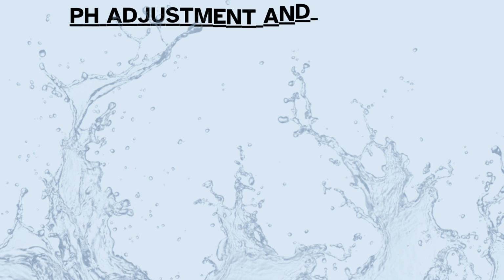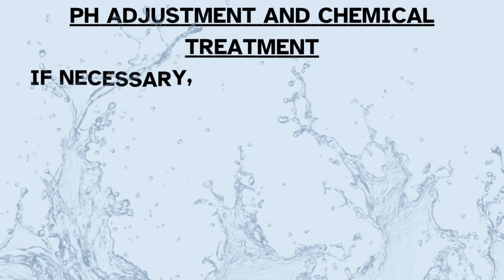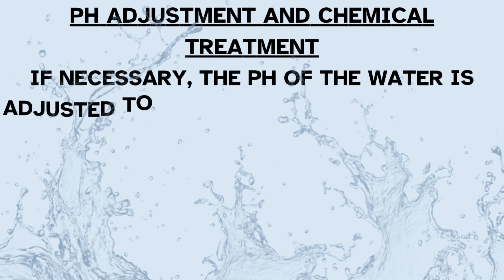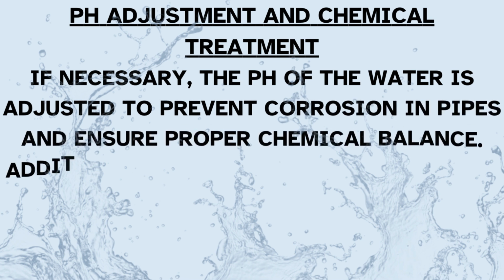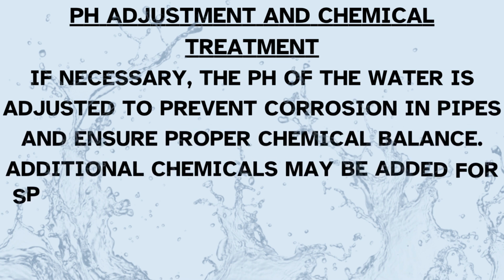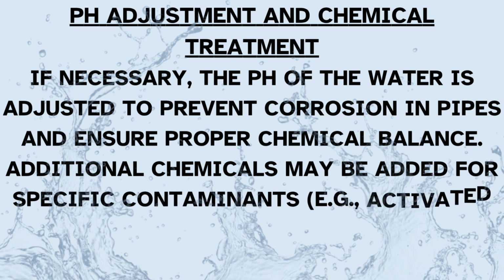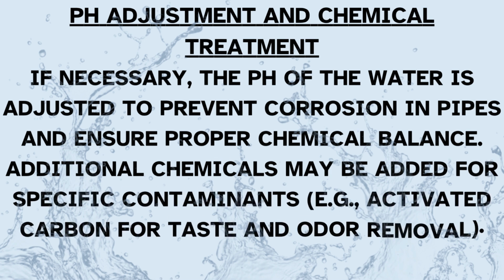pH adjustment and chemical treatment. If necessary, the pH of the water is adjusted to prevent corrosion in pipes and ensure proper chemical balance. Additional chemicals may be added for specific contaminants, e.g., activated carbon for taste and odor removal.